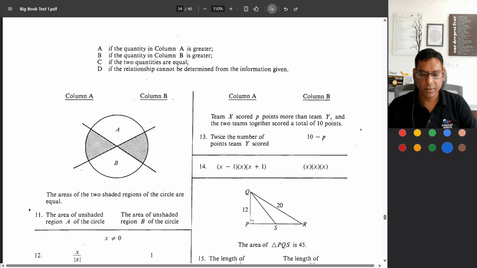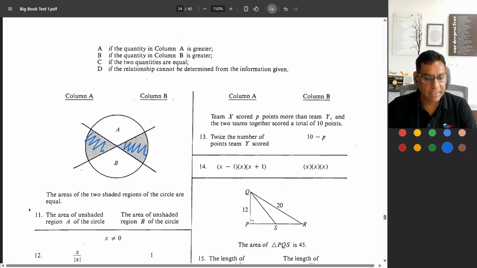Alright, let's look at question 11. The area of unshaded region. Okay, I missed this information. The areas of two shaded regions of the circle are equal. These two are equal. Okay, this is not stated, but I'm assuming these are straight lines. This line and this line are straight lines. Okay, the two areas are equal.